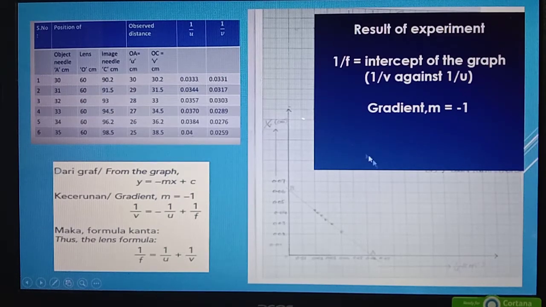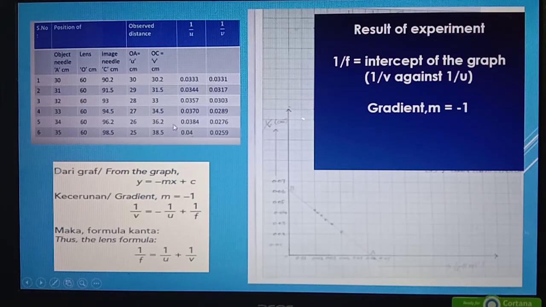So what can we say about the focal length? From the graph here, we get c equals 1 over f, meaning 1 over f equals the intercept of the graph of 1 over v against 1 over u, and the gradient m equals negative 1. So you can calculate f equals 1 divided by the intercept of the graph of 1 over v against 1 over u. Thus, we have proved the lens equation we can get throughout this experiment, and the focal length can be determined by using this experiment.